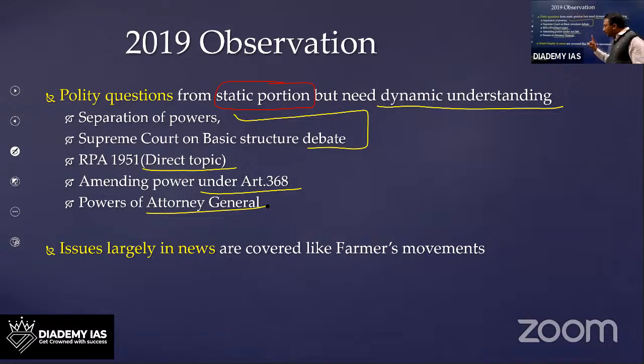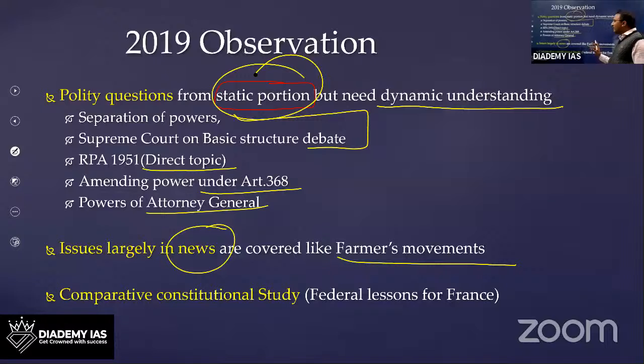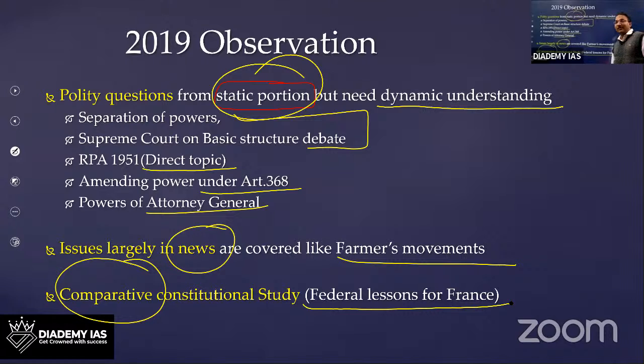Then the issues which are largely in the news are also important. For example, the farmers' movement. There was a farmers' long march from various places to Mumbai. Because of that, a question on the farmers' movement was asked. So you can see questions are coming from the static portion, from news-based current affairs, and then from certain fundamental syllabus topics. For example, comparison of the Indian constitution with other constitutions: the comparison between India's secularism and French secularism, federal lessons from France. All these types of questions are coming. So you will find questions from every area. You cannot ignore the static area, the current area, or the syllabus part. Laxmikanth is necessary and important, but it is not sufficient.